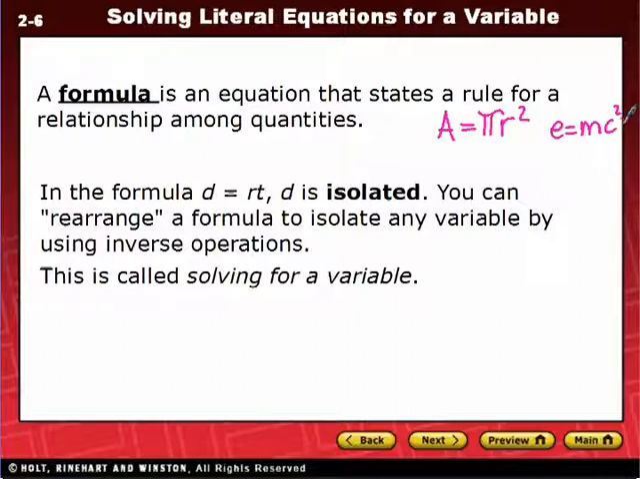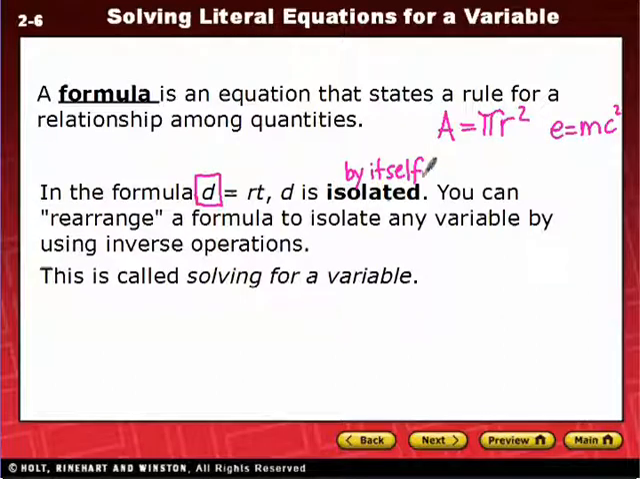If we look at a formula like d equals r times t, the distance formula, distance equals rate times time, the d right now is isolated. And isolated is just another way of saying it's all by itself. And we can really isolate any variable in the equation by using inverse operations. So depending on what we're going to do with that formula, sometimes it's not very convenient to leave it in the original format. We might want to solve for a different variable.